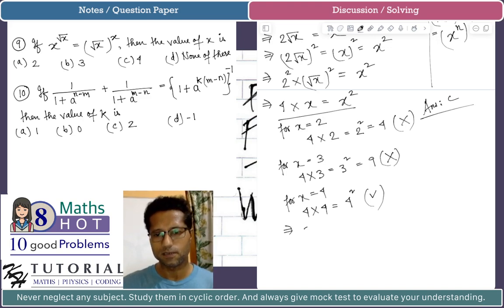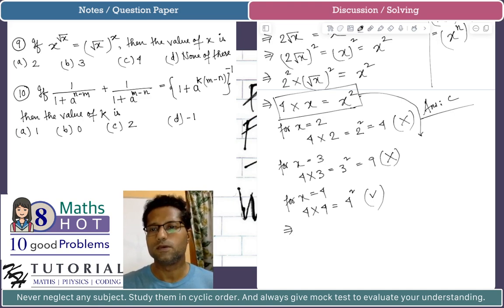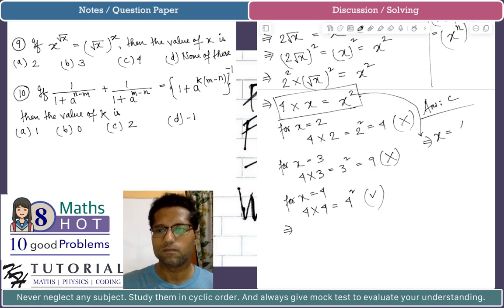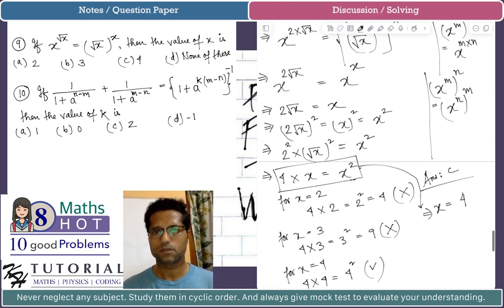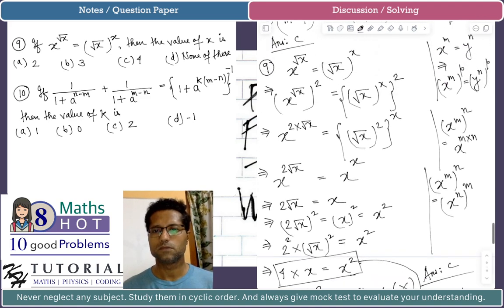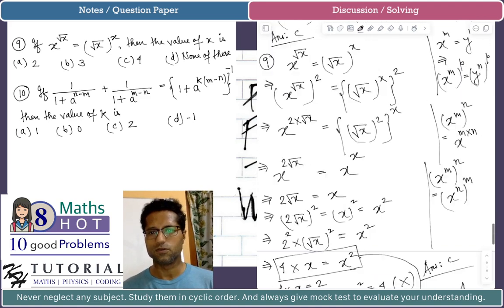So this implies the solution is x equals 4. So the choice is answer C. You can take a screenshot of the solution.